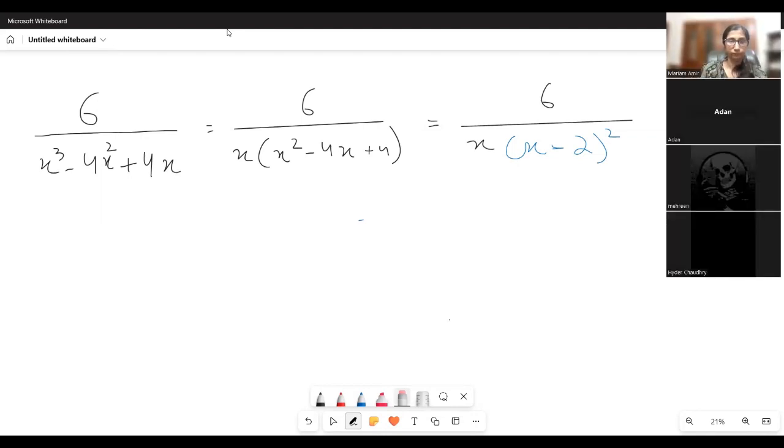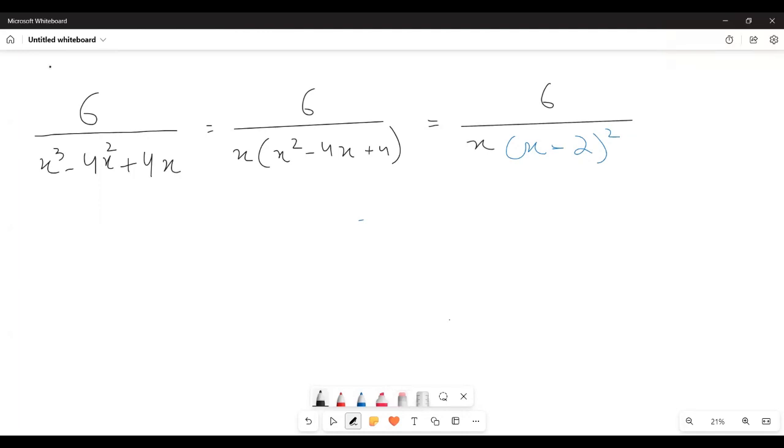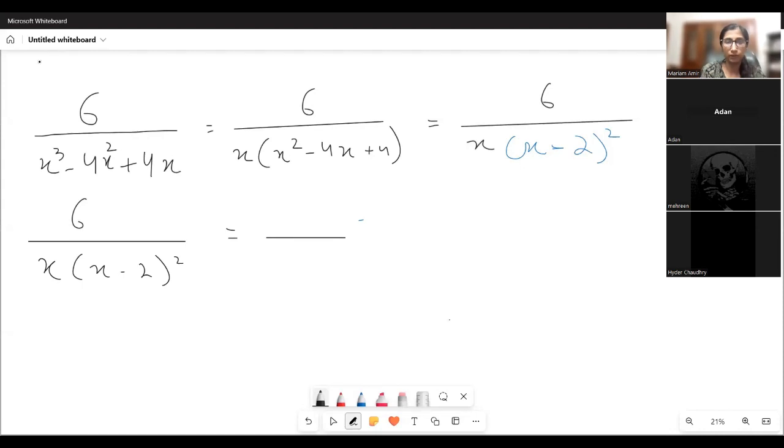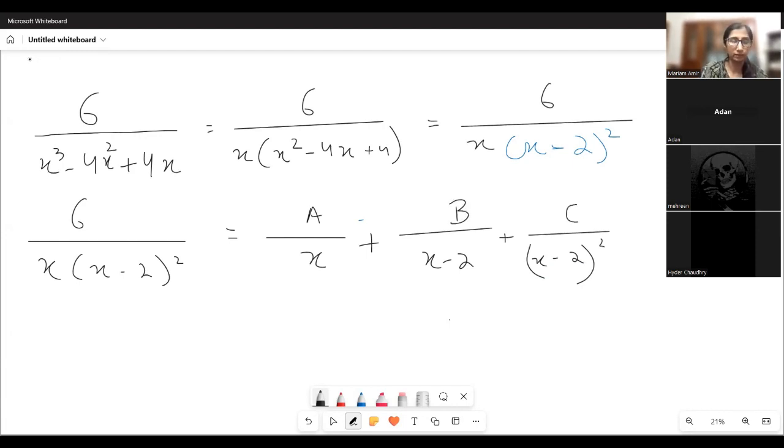Okay. So we have 6 upon x, then x minus 2 whole square. So we have linear factors in the denominator. One factor is x, which is not being repeated, and the other factor is x minus 2, which is being repeated. So then the rule is we write x plus x minus 2 with power 1, and then x minus 2 with power 2. So that would be A, this would be B, and C. Take LCM.